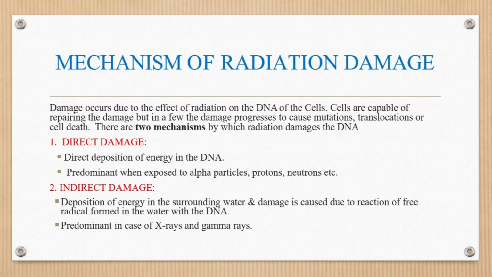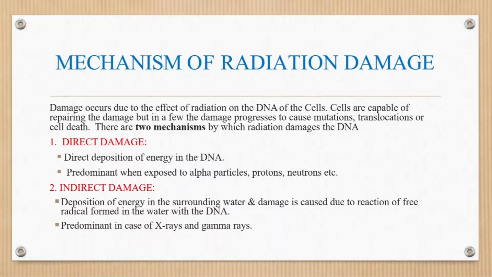Now, the mechanism of radiation damage. We understand what is ionizing radiation and non-ionizing radiation. Ionizing radiation damage is categorized into two types: direct effect or indirect effect. Damage occurs due to the effect of radiation on the DNA of the cell, because ultimately the most significant part of the cell is the DNA. If DNA is damaged, the cell dies. Cells are capable of repairing the damage, but in a few cases the damage progresses to cause mutation, translocations, or cell death. There are two mechanisms.